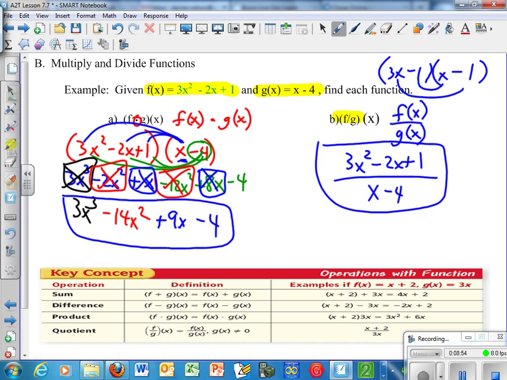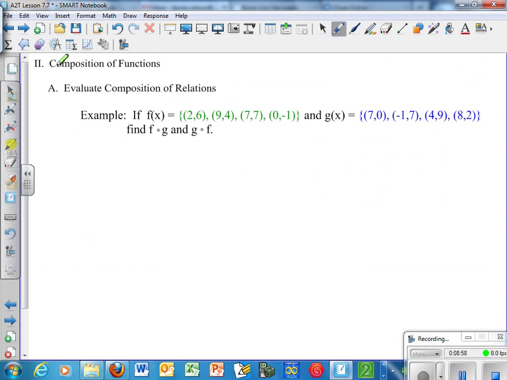So there we looked at the 4 different operations, really using all the algebraic rules. Now we're going to get into composition of functions. And this gets a little tricky here, okay?